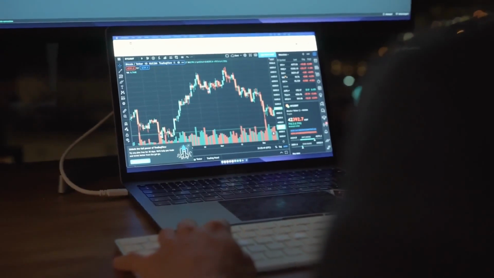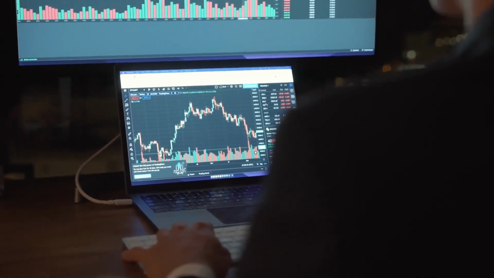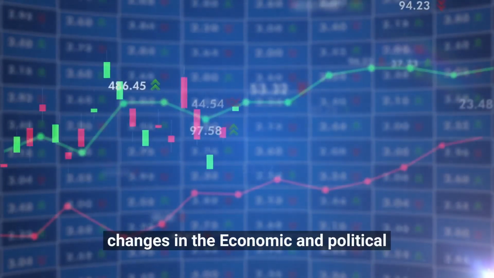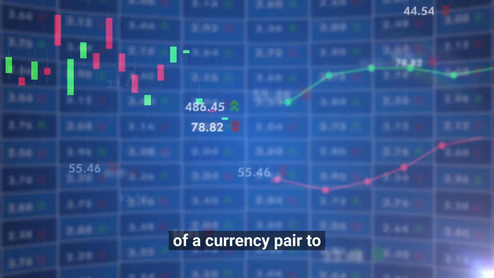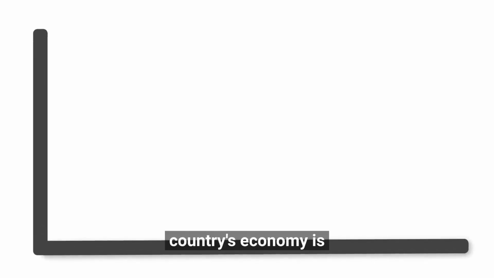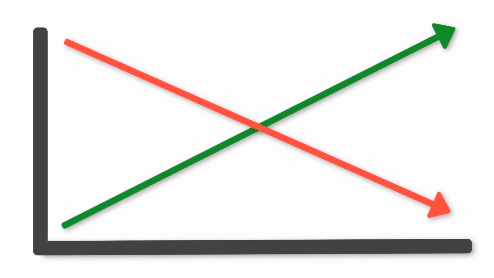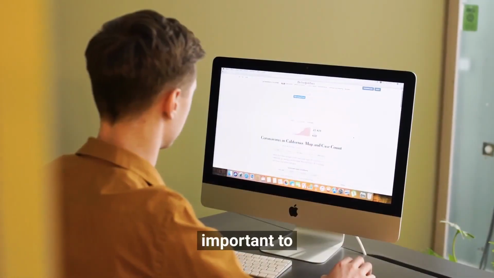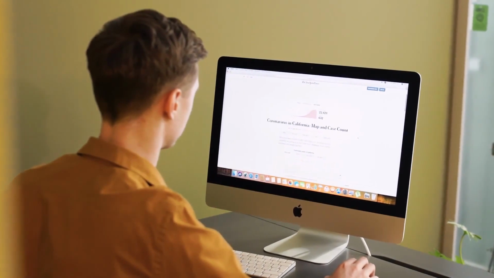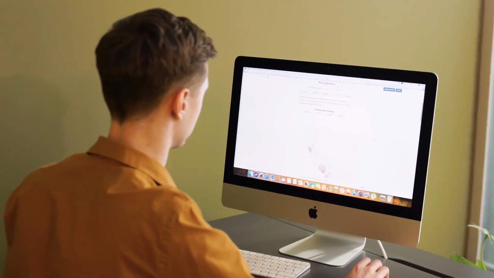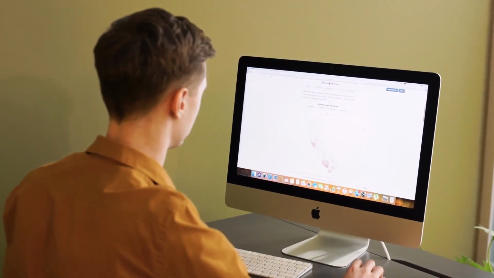One of the main risks associated with Forex trading is market risk. This refers to the risk of loss due to changes in economic and political conditions that can cause the price of a currency pair to move. For example, if a country's economy is performing well, its currency will likely appreciate in value, while a country with a struggling economy may see its currency depreciate. It is important to stay informed about economic and political events that can impact the Forex market, and to use technical analysis to identify trends and make informed trading decisions.